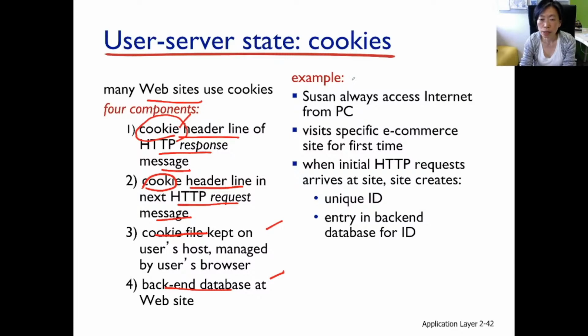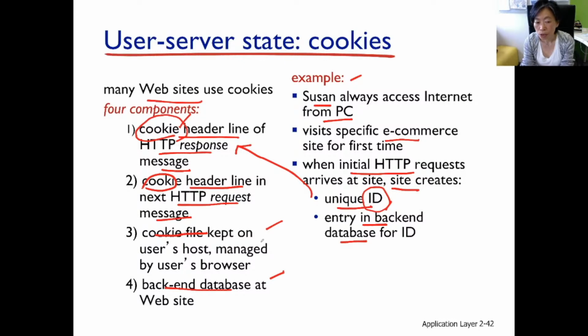Okay. Let's use an example to explain. It will work slightly better. Let's say Susan always accesses the internet from her PC. And she's visiting a specific e-commerce site the first time. In the initial HTTP request arriving at the server, the site will then create a unique ID. Okay, and that will be an entry being added to the backend database. Right? So that ID is going to be carried, okay, in the message the site sends back to Susan. So that's going to be set-cookie and then the number created here.